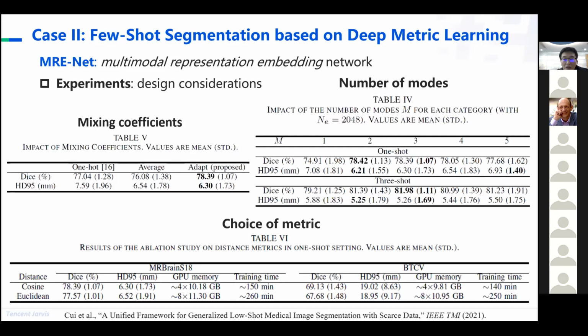Then we validate the choice of the metric. On one hand, the performance of Euclidean distance is slightly lower than that of the cosine, but not by much. For example, the Dice on the MR brains is 77 against 78. However, Euclidean distance consumes substantially more resources. As we can see here, it consumes more than 2 times the GPU memory and about 1.7 times the training time. Therefore, it is apparent that our choice of the cosine distance is beneficial.